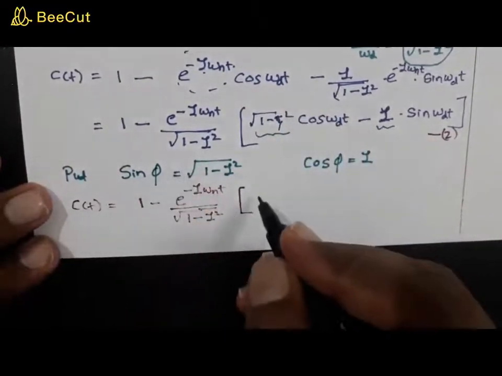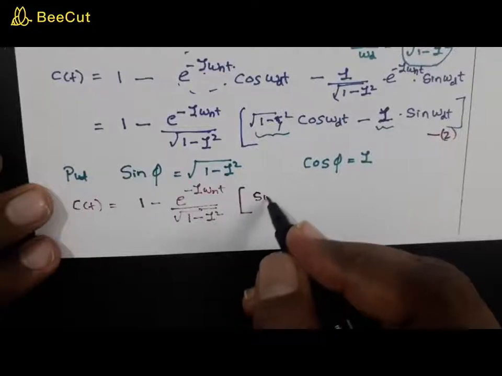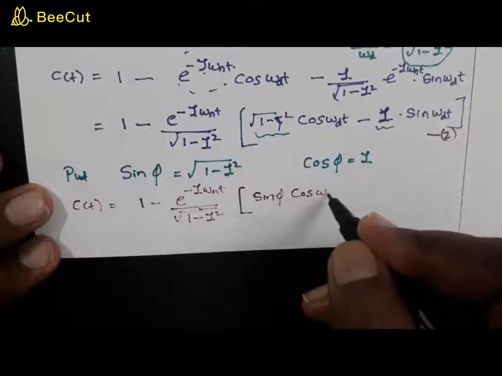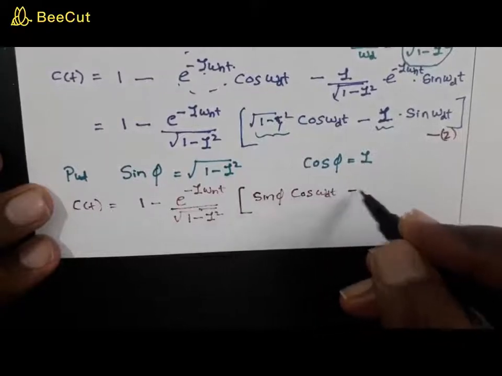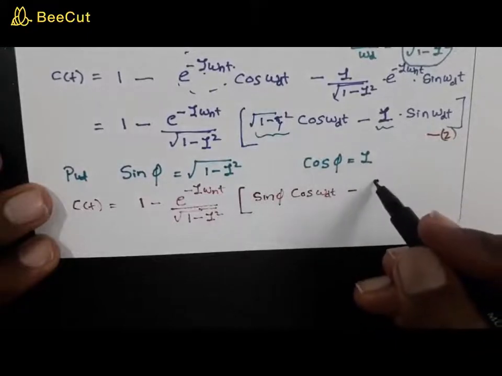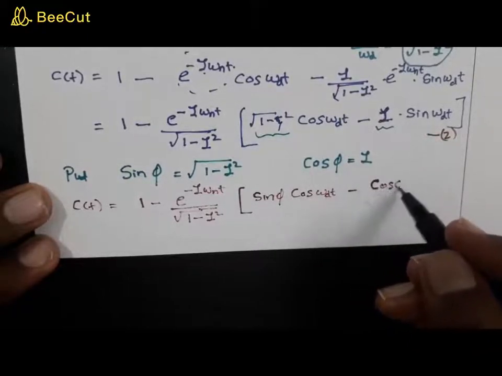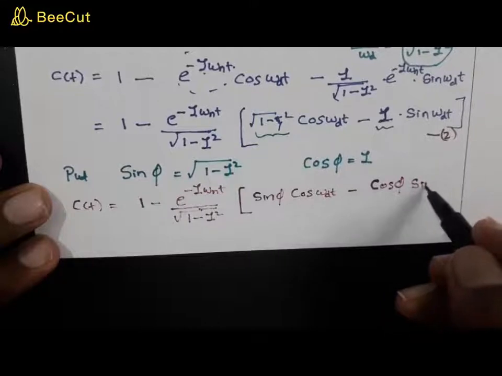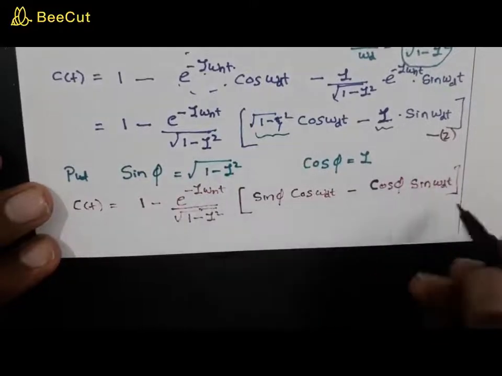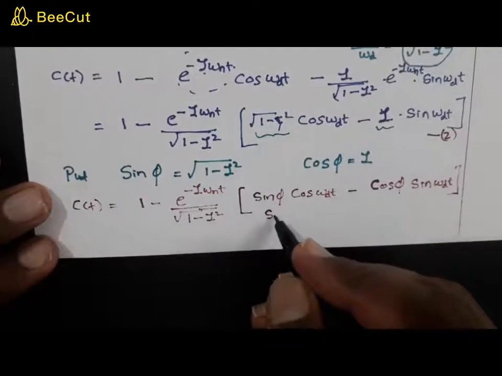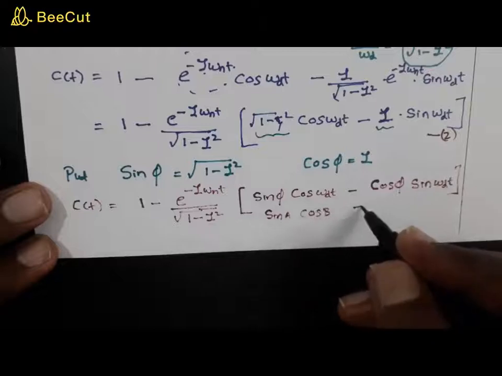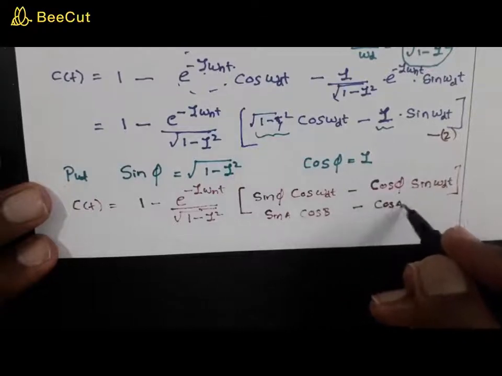Root of 1 minus theta square is sine phi, into cos omega dt, minus, what is theta? Theta is actually cos phi. So this is cos phi into sine omega dt. So this is of the form sine A cos B minus cos A sine B.